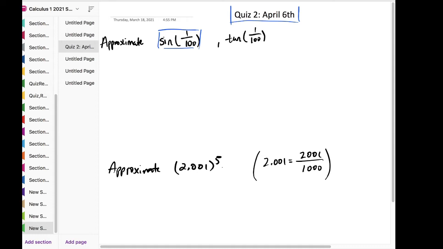Oh, yeah, for this one, we want to use 2 to the 5th. But let's do sine of 1 over 100 first. We'll do that one later.